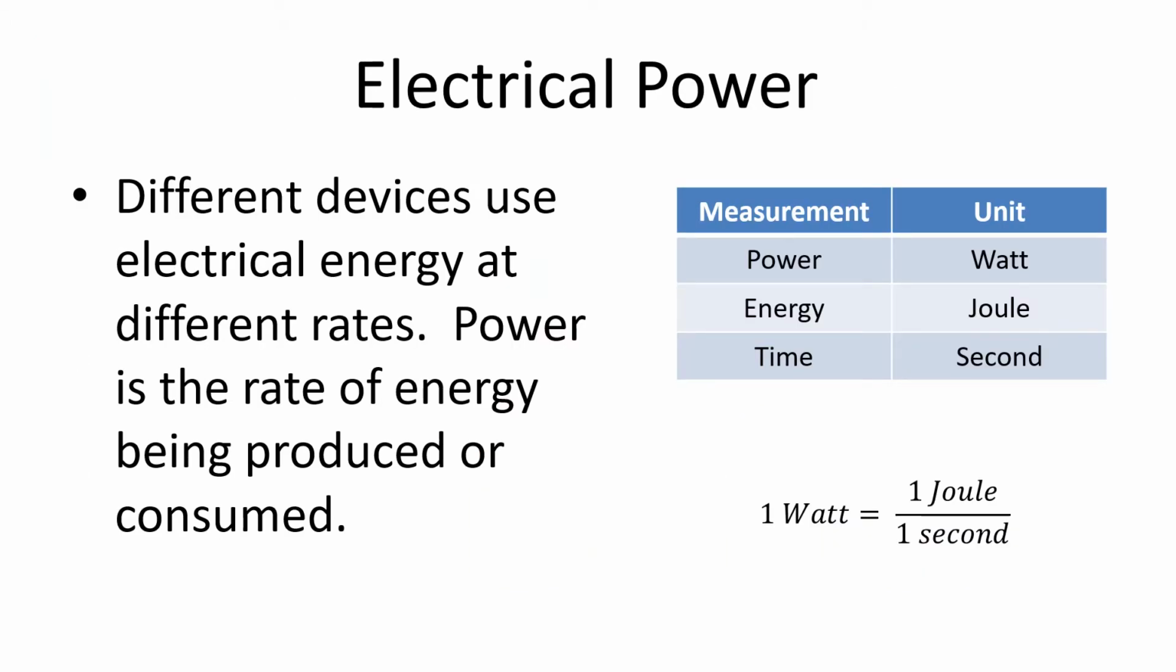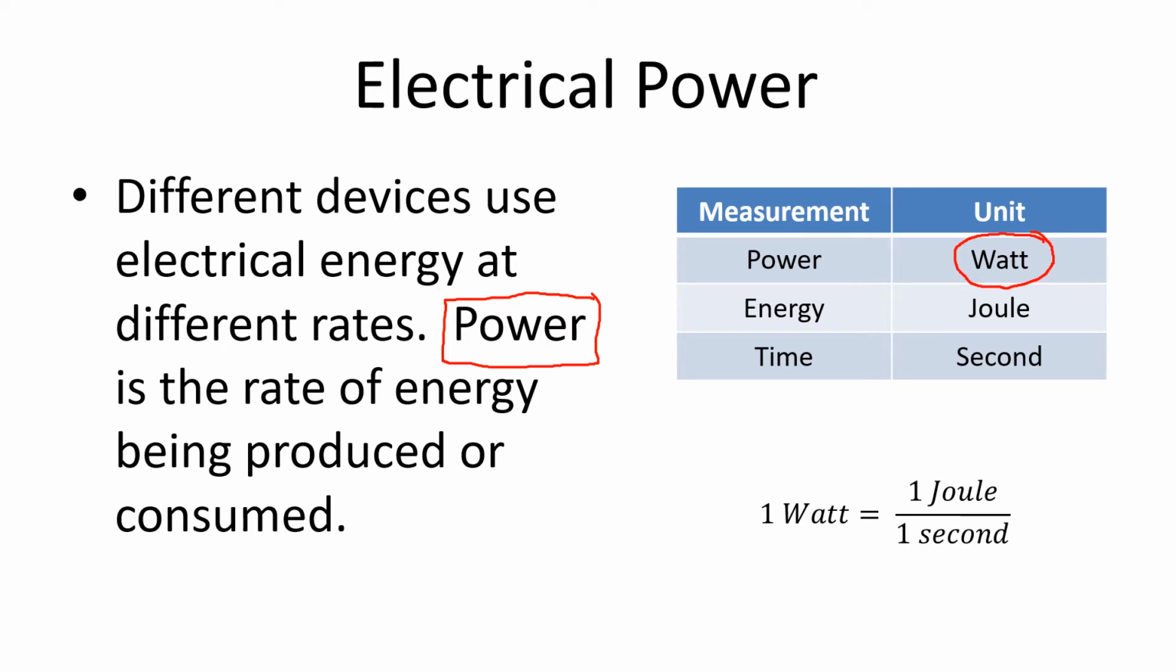One term that we need to use in order to compare devices is the amount of energy they use per unit of time. That term is called power. Power is how fast energy is being used. Power is measured in the unit called the watt. It's named after James Watt, a Scottish inventor of the steam engine.